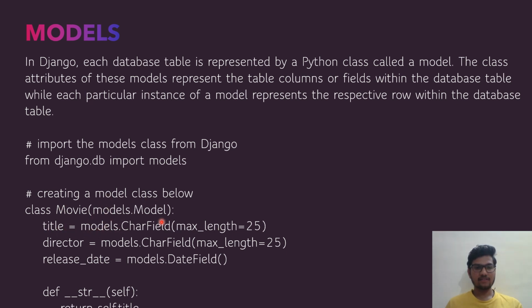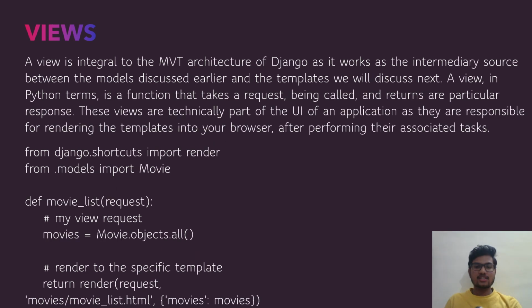That is models.CharField, the maximum length should be 25, and the director of the movie should be given here, which is models.CharField, and the maximum length also should be 25. Then release date, on which date it should be released, models.DateField() with open and close braces. We'll define a string method for the self and return the self.title. Next, coming to the views.